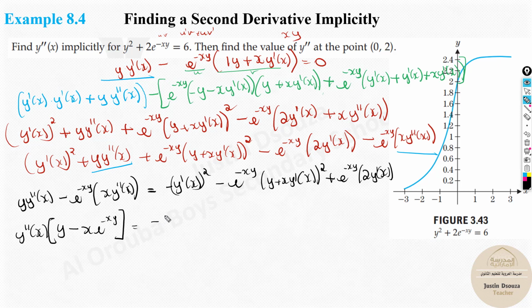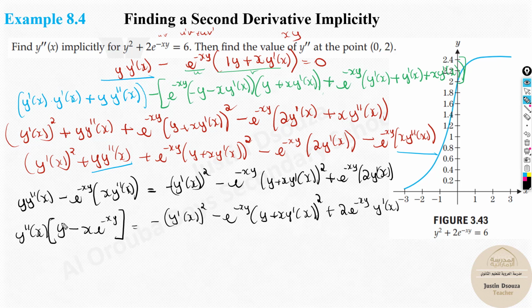Right side I have negative y dash of x the whole square, minus e to the power minus xy into y plus xy dash of x, then this whole square, whatever is in the bracket, plus, I'll write this number first, e to the power minus xy, and because it's a number, I just wrote it out, y dash of x. That's it. Okay, divided. Now, this is the answer.